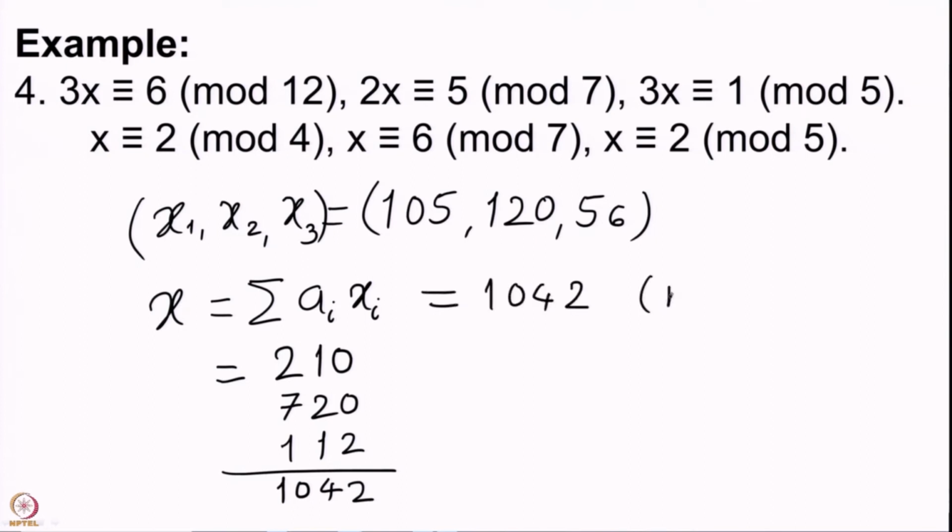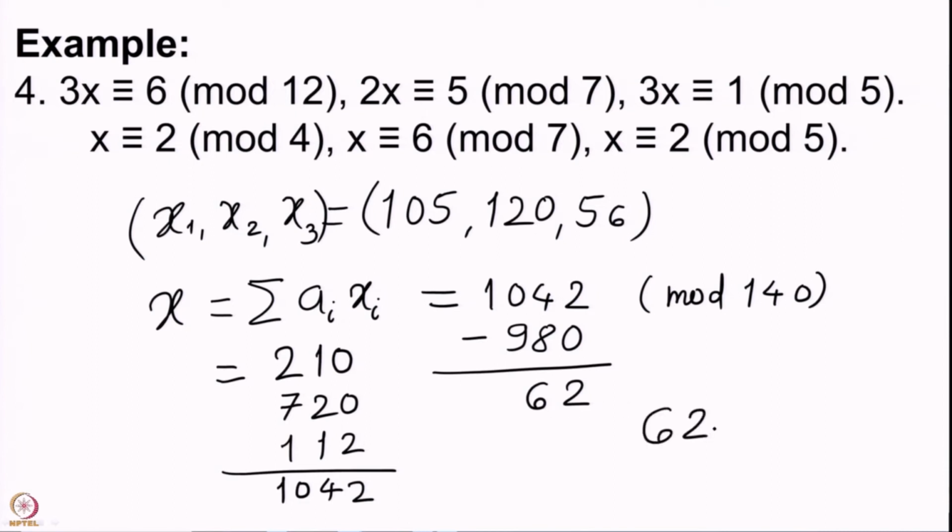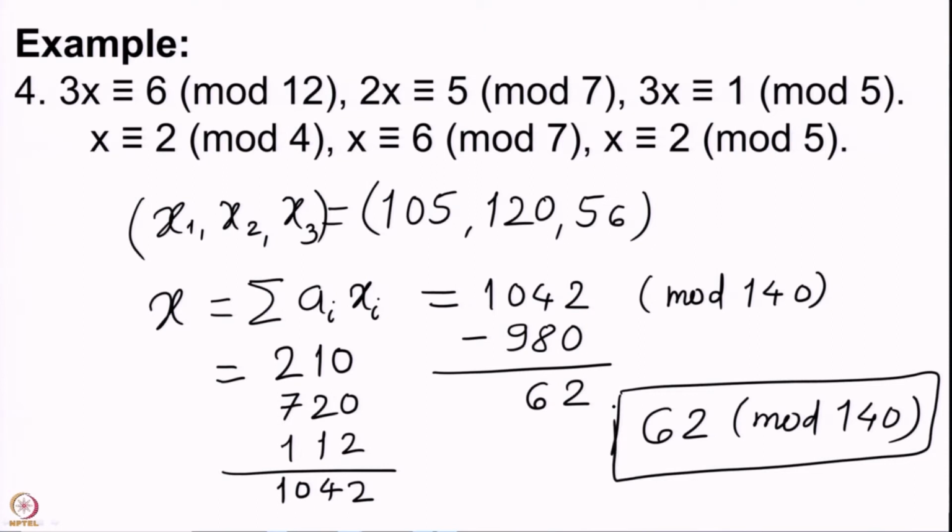1042. But we need to go modulo 5 into 7, which is 35 into 4. 35 into 4 is 140. So, if you once again remember your table of 14, 14 into 7 is 98. So, I can simply remove 980 from here to get 2, and here we get 6. So, 62 modulo 140. This is the final answer that we get. So, the smallest answer to the system is 62.